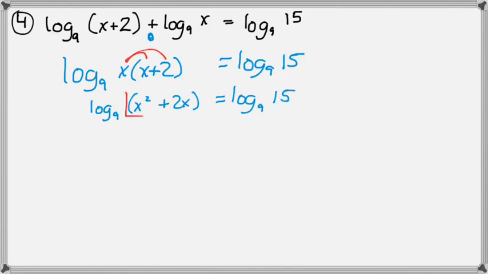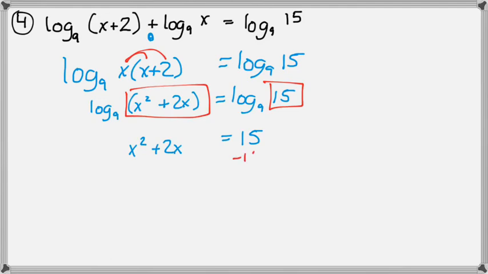So log base 9 of x squared plus 2x is equal to log base 9 of 15. So now we have log base 9 on both sides, so we set the answer portion equal to each other. And so we have x squared plus 2x equals 15. Now we need to move the 15, because we're dealing with quadratics, everything needs to be on the same side. So subtract 15 from both sides. So we have x squared plus 2x minus 15 is equal to 0.